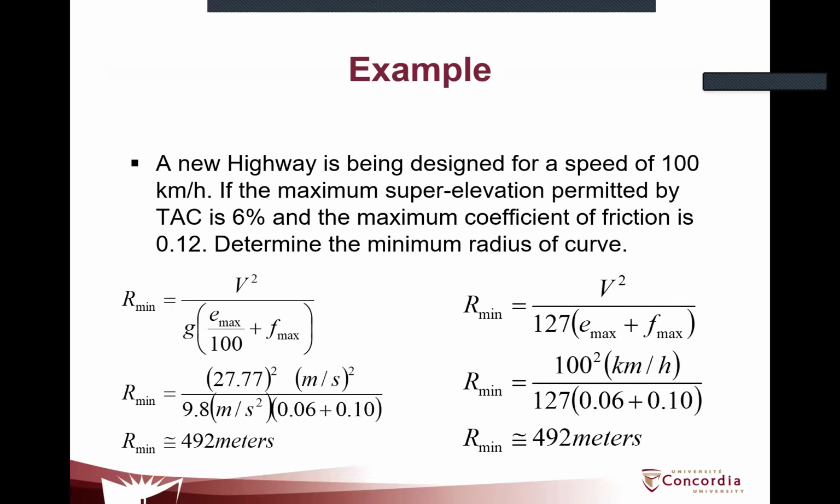If we use the equation from the textbook, your speed will be in meters per second. If we use the TAC equation, your speed will be in kilometers per hour. Both of them will lead to the same answer. Notice you have your 6% super elevation, 0.06, and your 0.10 coefficient of friction. Instead of 0.12, we're being a bit conservative, so we're dropping the value. You could have used 0.12 if you want, and you will have a little less radius of curvature.